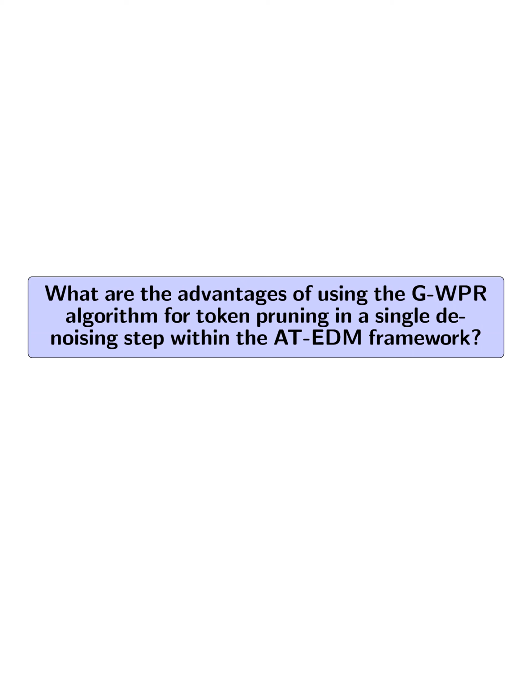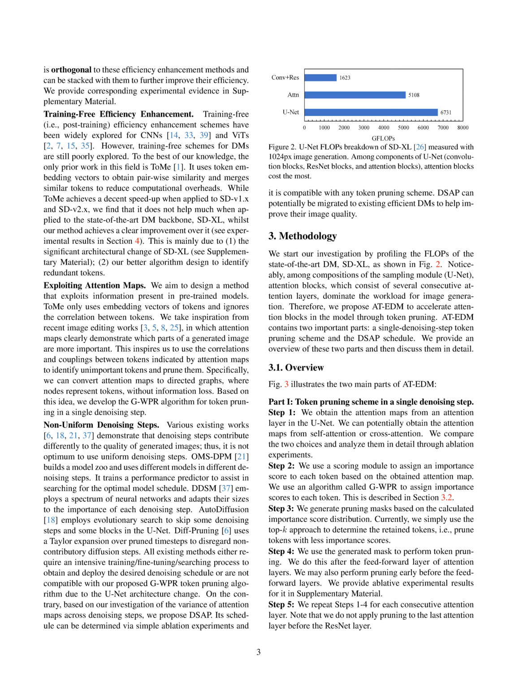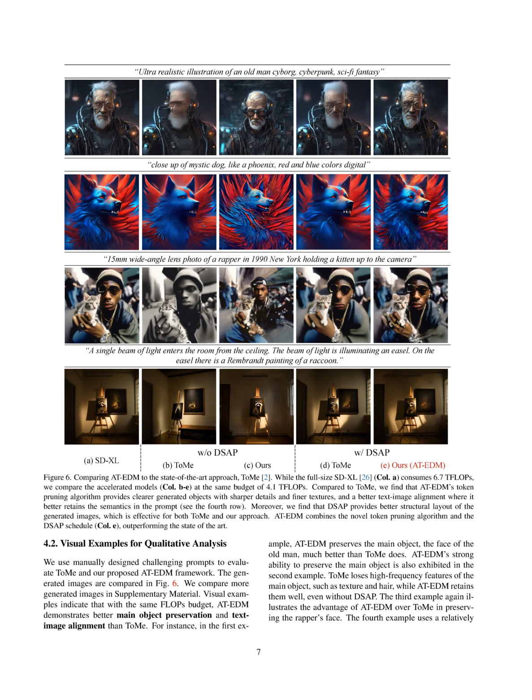What are the advantages of using the GWPR algorithm for token pruning in a single denoising step within the AT-EDM framework? The advantages of using the GWPR algorithm for token pruning in a single denoising step within the AT-EDM framework are as follows. 1. Efficient token pruning. The GWPR algorithm efficiently assigns importance scores to tokens based on attention maps, allowing for precise identification of redundant tokens in each denoising step.